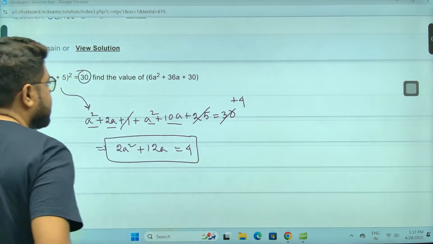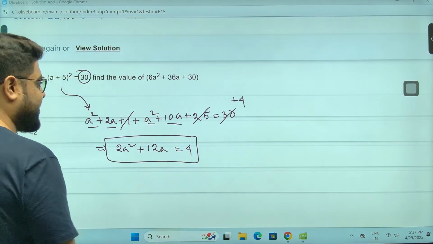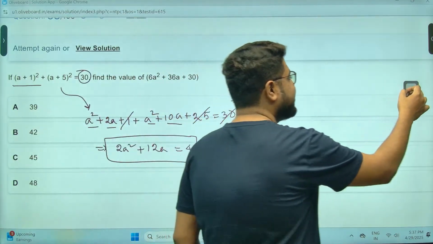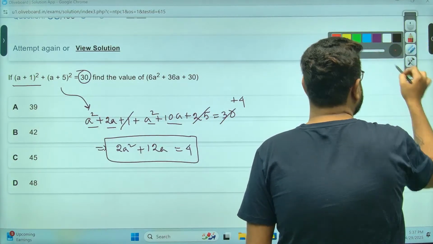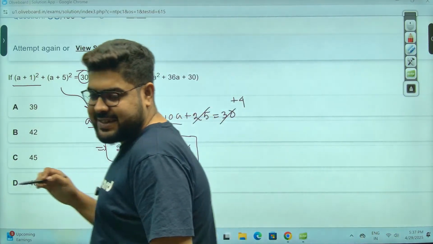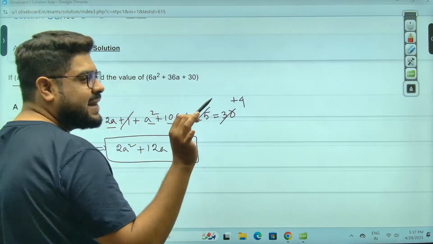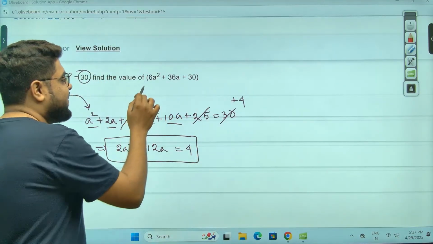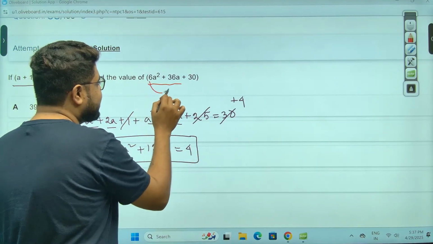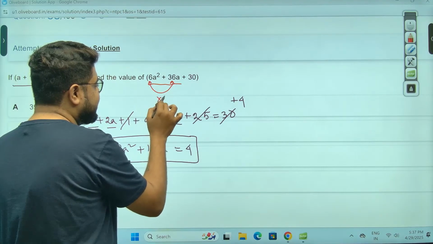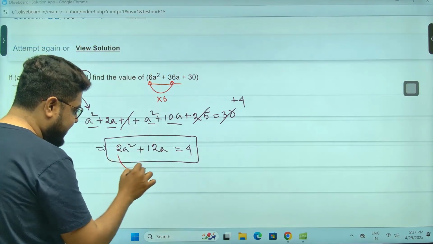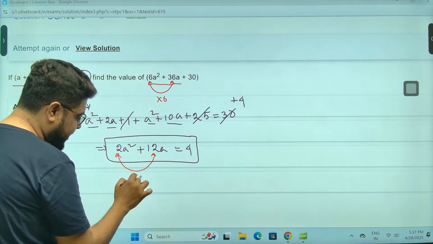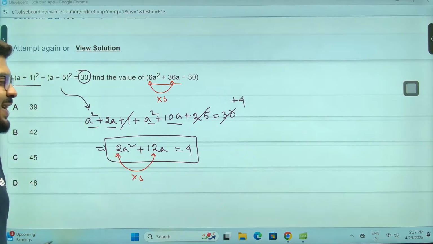Arey, no. Arey, there is a technique there. The question is very good. This is a very good question. You see, just use a little bit of your brain, sir. Once you look at this, the ratio is into 6. 6 into 6. Sir, it is also into 6. You see, 2 into 6.